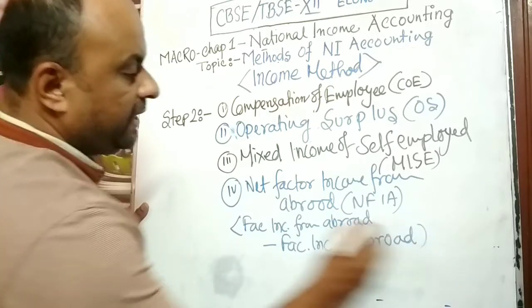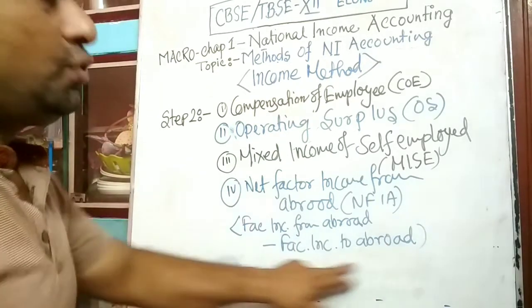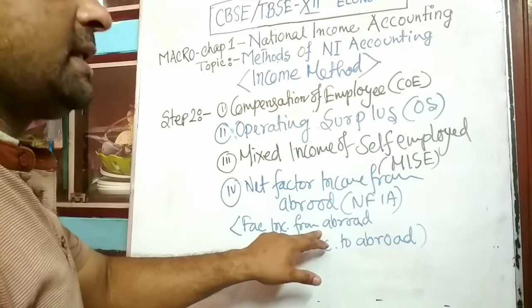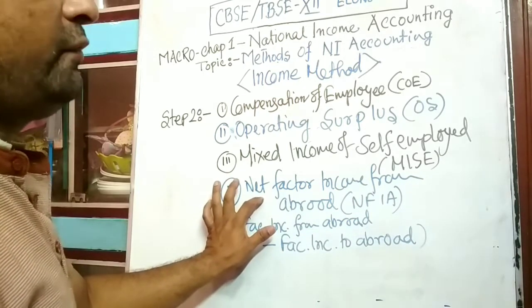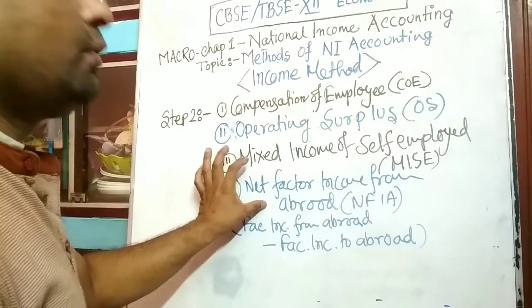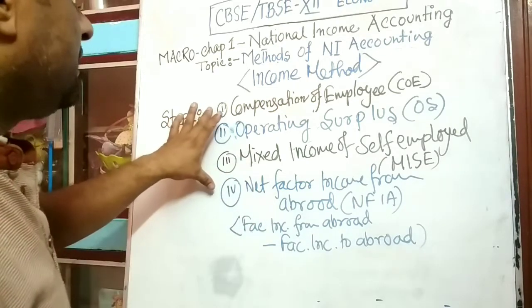How much we are paying? This is factor income to abroad. How much we are receiving from other country? Factor income from abroad. The difference is net factor income from abroad. Means our income including the other countries. So these are the four terms.